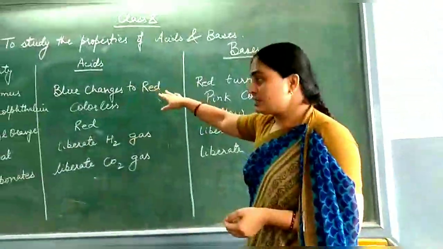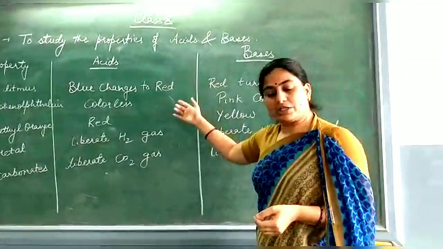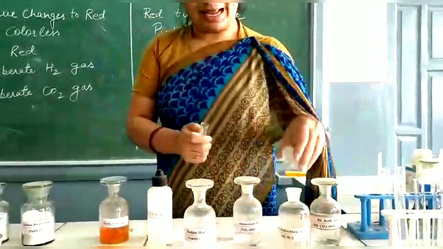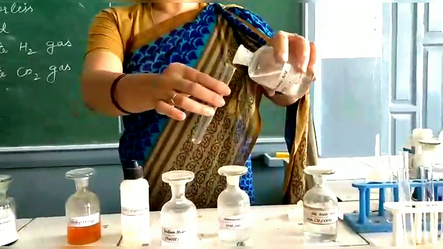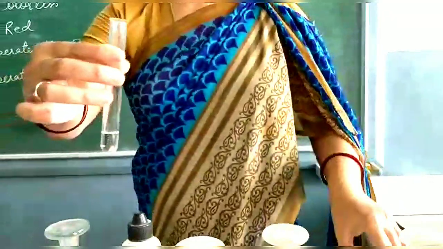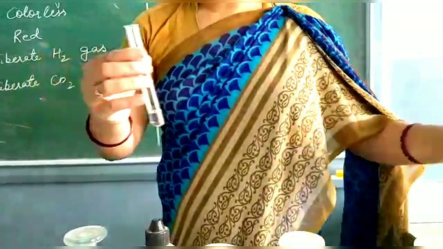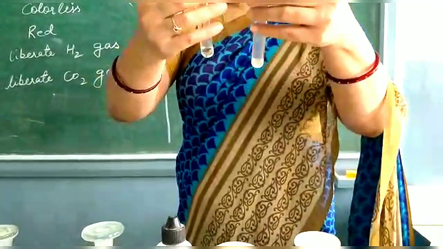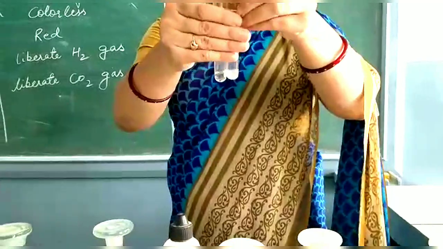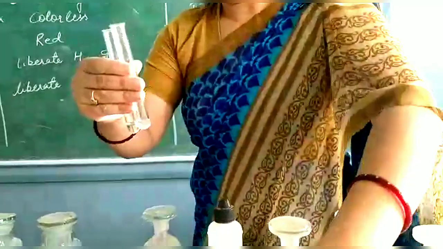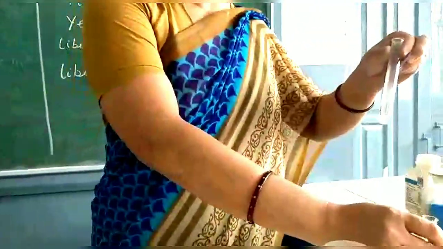As I told you, the first property is with litmus, so I'll show you how litmus changes its color. I'm taking acid in one test tube. I've taken a small amount of dilute HCl. And in another test tube, I'll divide this acid into half so that we can compare and find the property of acids and bases with blue litmus as well as with red litmus. So I'm taking this blue litmus and will add acid to it.